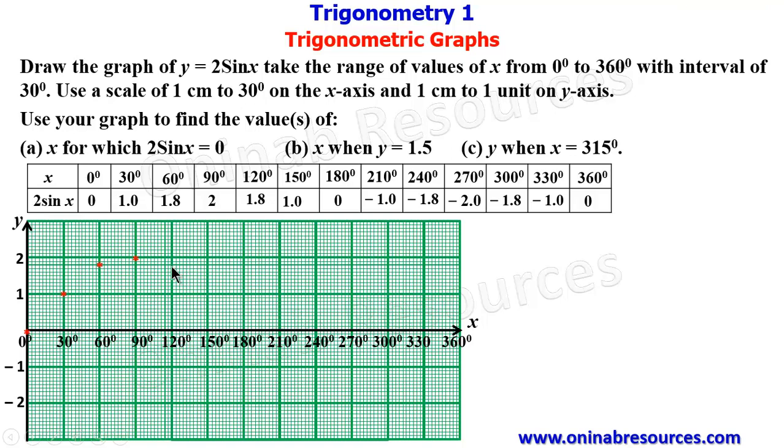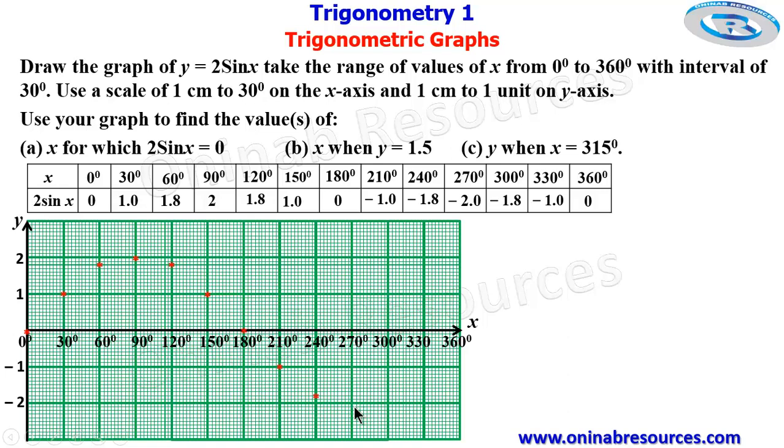See the point here. For 150, 1.0. This is 1.0 here. Then for 180, we have 0. This is the point. For 210, negative 1. So we have the point here. For 240, we have negative 1.8. This is 2 lines away from negative 2. So we have the point there.